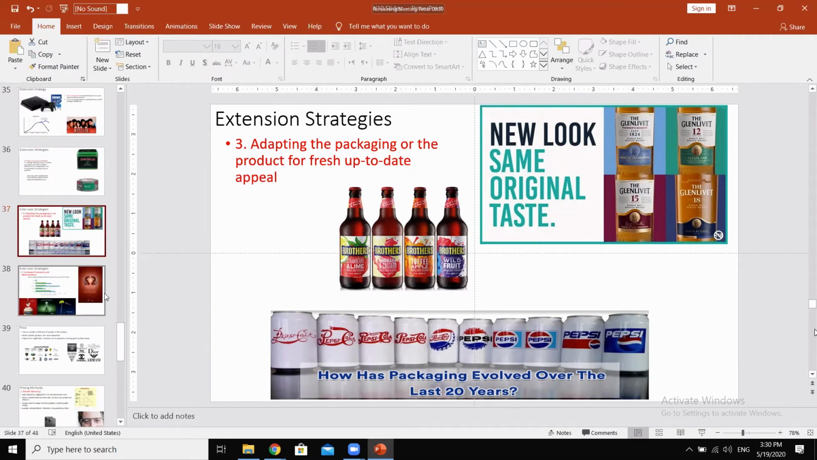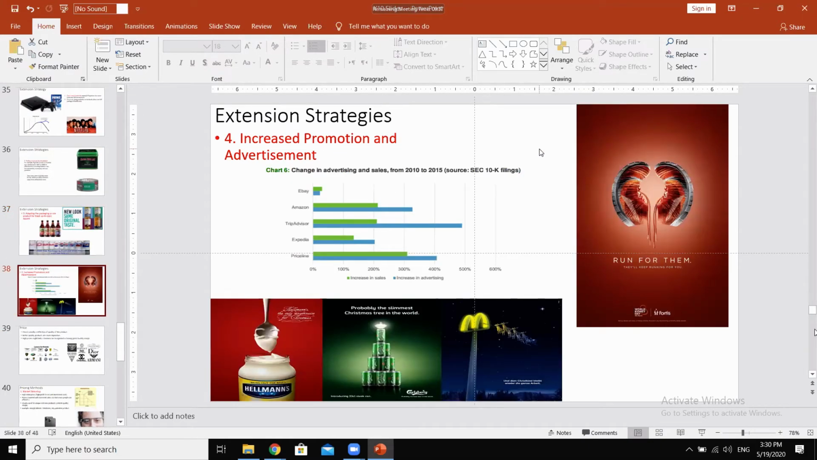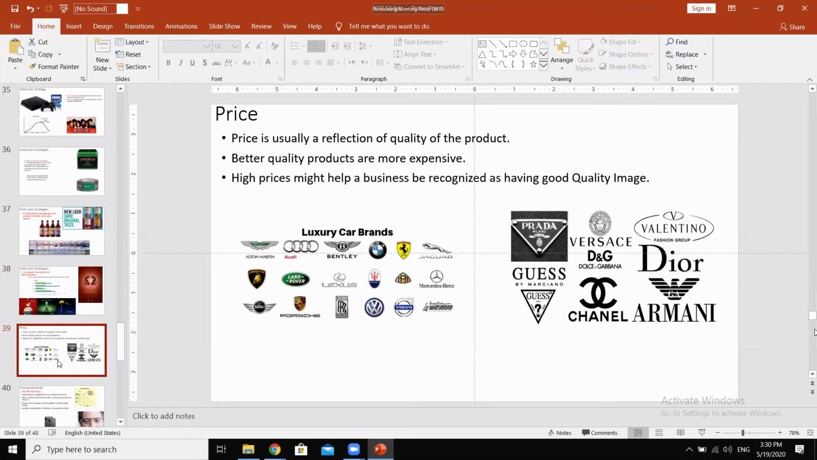Okay, so last one, increase promotions, right? The product is dying. How about you make more advertisements and promotions? This chart proves how successful and effective advertisement is in increasing businesses' sales. So those were the extension strategies. Then we came to price. Price, we said, is really important because there is a great link between price and quality. That's what this slide is talking about.